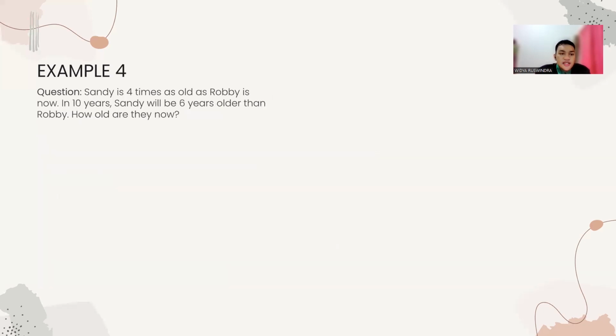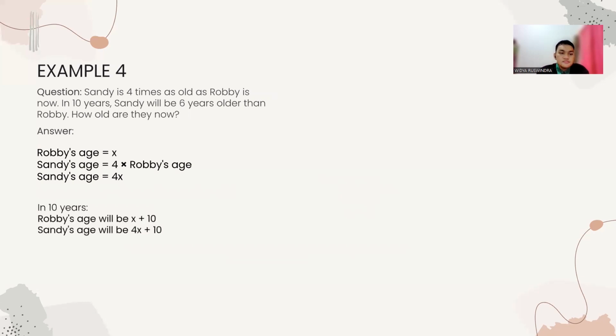Example 4. Sandy is 4 times as old as Robbie is now. In 10 years, Sandy will be 6 years older than Robbie. How old are they now? For the answer, let's say Robbie's age equals x. And from the question, Sandy is 4 times as old as Robbie is now. So Sandy's age is 4 times Robbie's age, and Sandy's age is 4x because Robbie's age is x. In 10 years, Robbie's age will be x plus 10. And Sandy's age will be 4x plus 10.